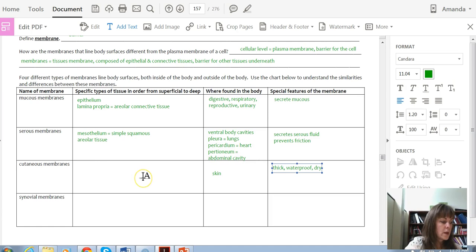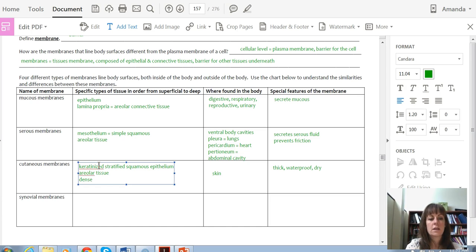And so the types of tissues that we find: keratinized, stratified, squamous epithelium. Keratin is going to be the waterproofing molecule. So that's going to be most superficial. Then we're going to have a layer of areolar tissue, and then underneath that we're going to have dense irregular connective tissue.